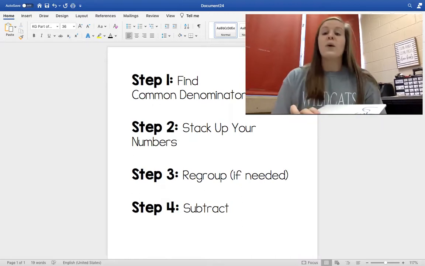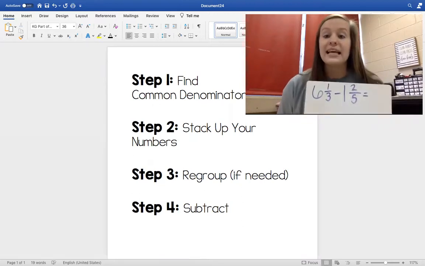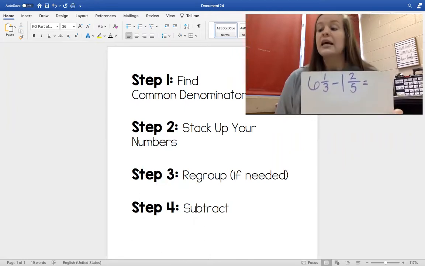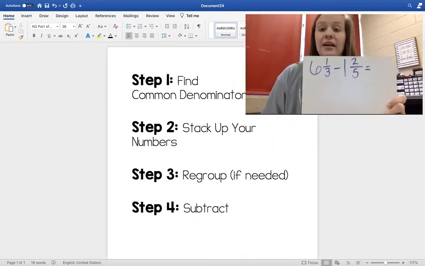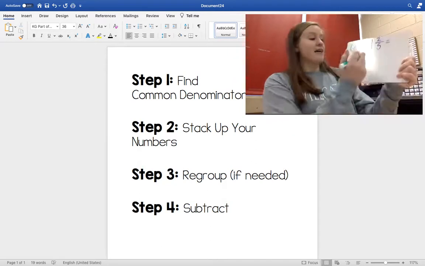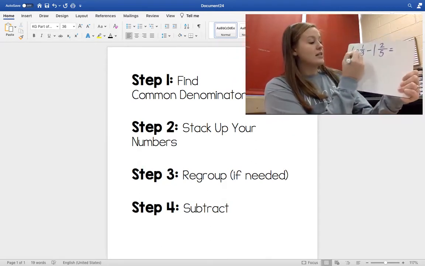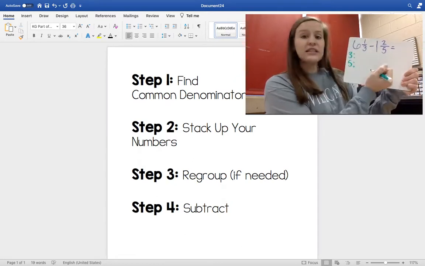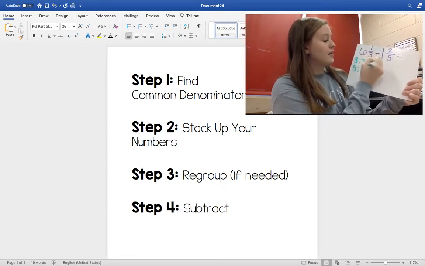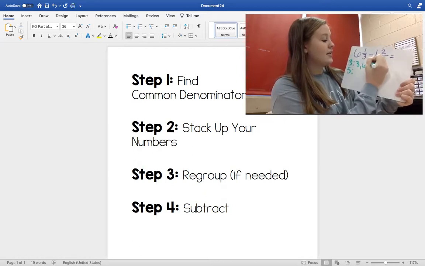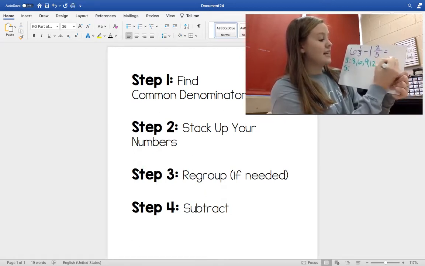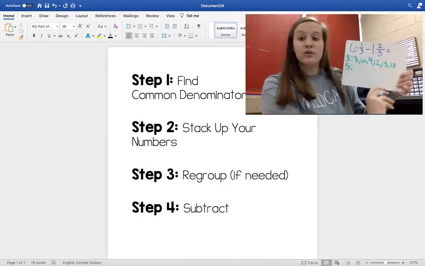But we are starting out with the problem 6 1/3 minus 1 2/5. We need to find a common denominator between 3 and 5. So we're going to list the multiples of 3 and 5. So list them with me. 3, 6, 9, 12, 15, 18, and we'll stop there.